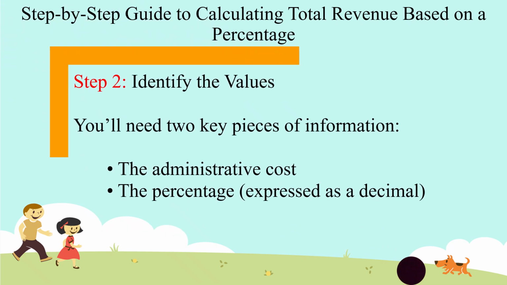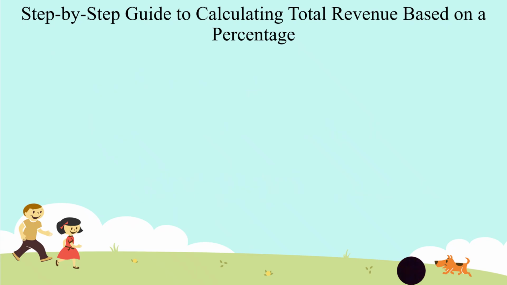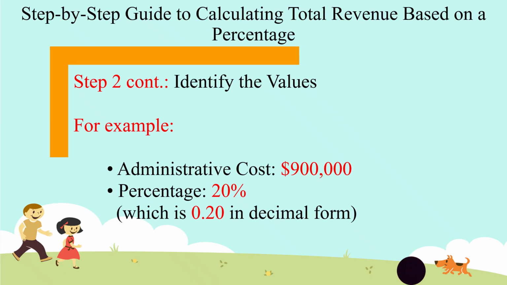Step 2. Identify the values. You'll need two key pieces of information: the administrative cost and the percentage expressed as a decimal. For example, administrative costs 900,000, percentage 20%, which is 0.20 in decimal form.